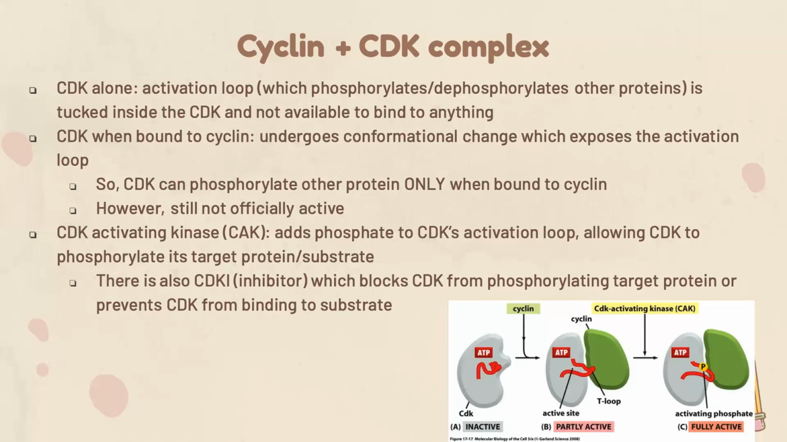I don't think there's a feedback loop specifically with this one. I think it's just that you need both cyclin and an activating phosphate in order for it to be active, and one of those isn't enough. Does that make sense? Does that answer your question? All right, perfect.